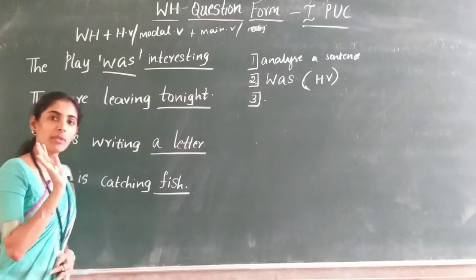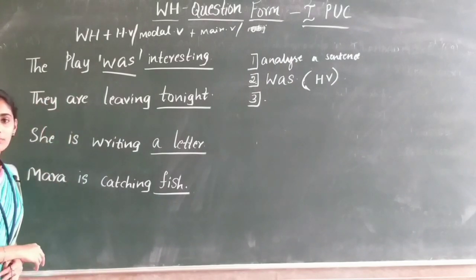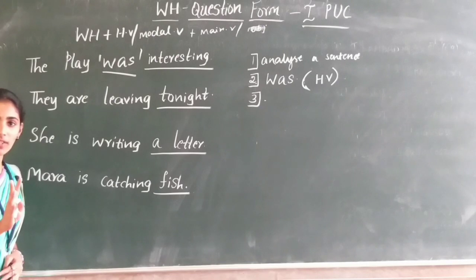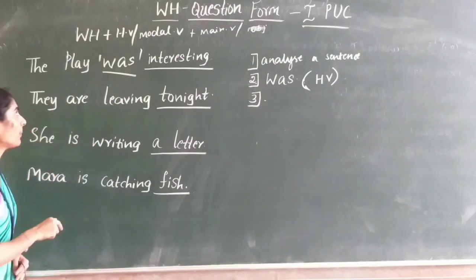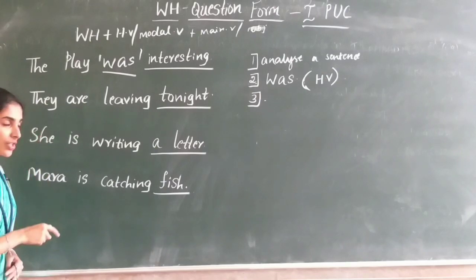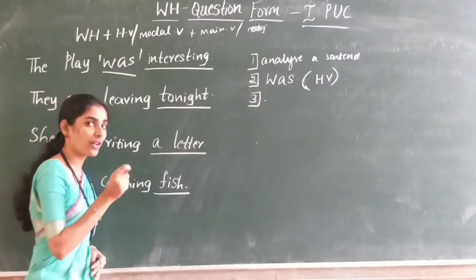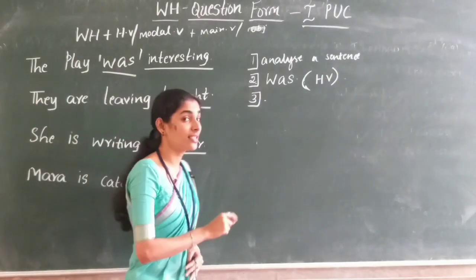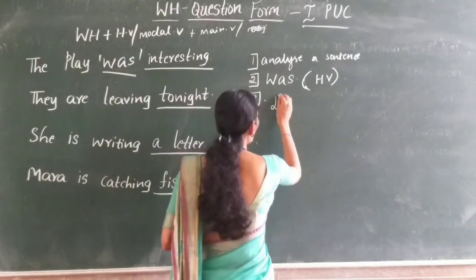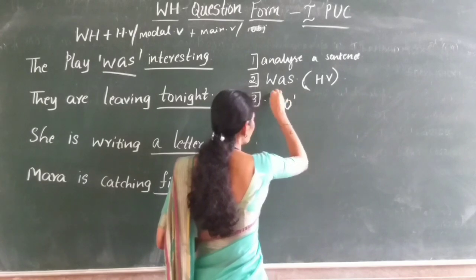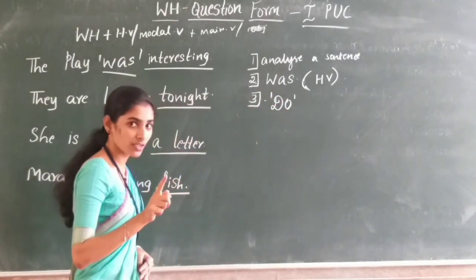You don't find them in a sentence. Then what do you do? You cannot frame a WH question without a helping verb. That is a rule. There must be a helping verb after WH. For that, when you don't have a helping verb in a given sentence, then we have to add the right form of do. Don't get confused.